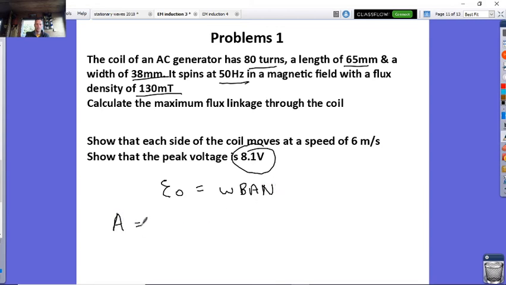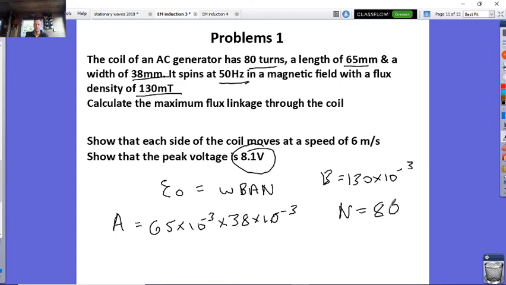The area is simply going to be your 65 times 10 to the minus 3 multiplied by your 38 times 10 to the minus 3. Your B is going to be your 130 times 10 to the minus 3 here, and then your number of turns N is your 80. Now, to work out omega, you simply use omega equals 2 pi f, and you've got the frequency ready. It's going to be 50 hertz, which is 100 pi, isn't it?